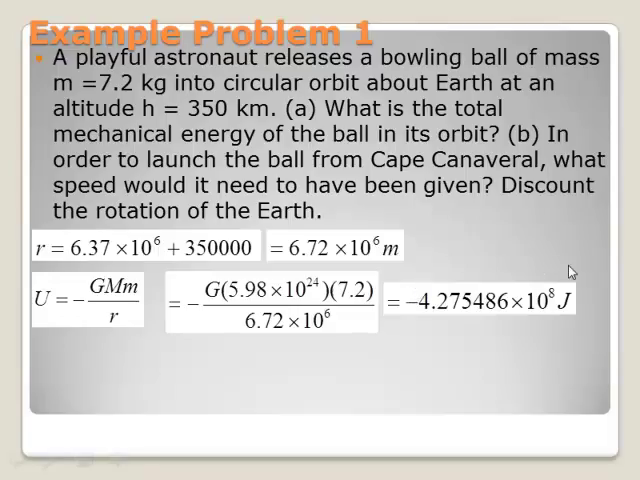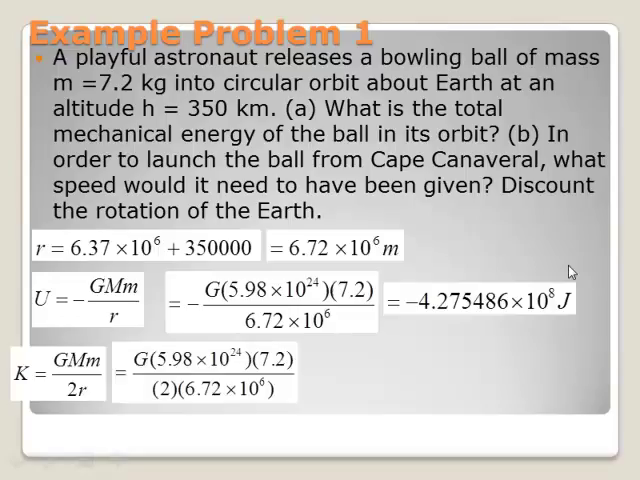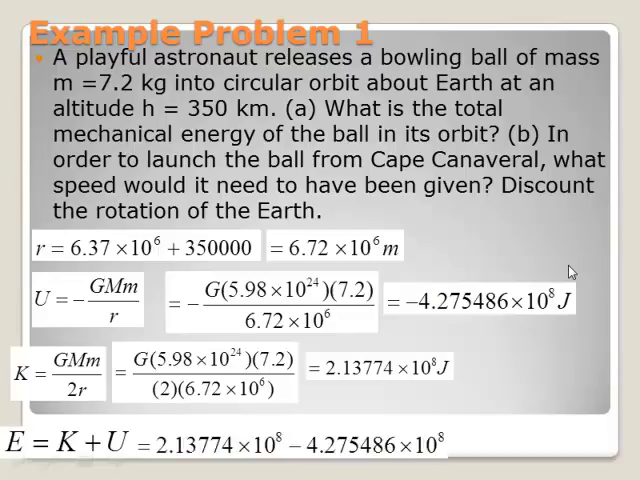Now for kinetic energy, we want to use the formula we just derived. We want to plug in the correct numbers, and we get 2.13774 times 10 to the 8 joules. Now to get the total mechanical energy, we just add the kinetic and the potential energy, plug in numbers, and we get negative 2.13774 times 10 to the 8 joules.